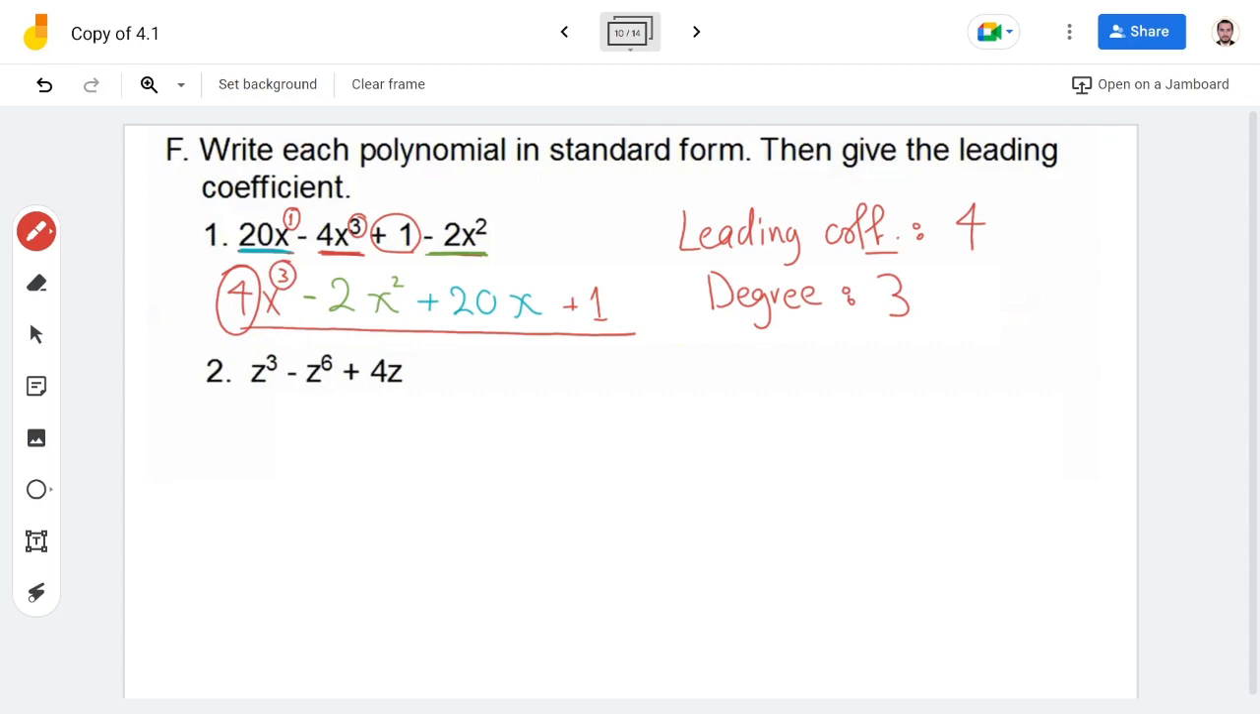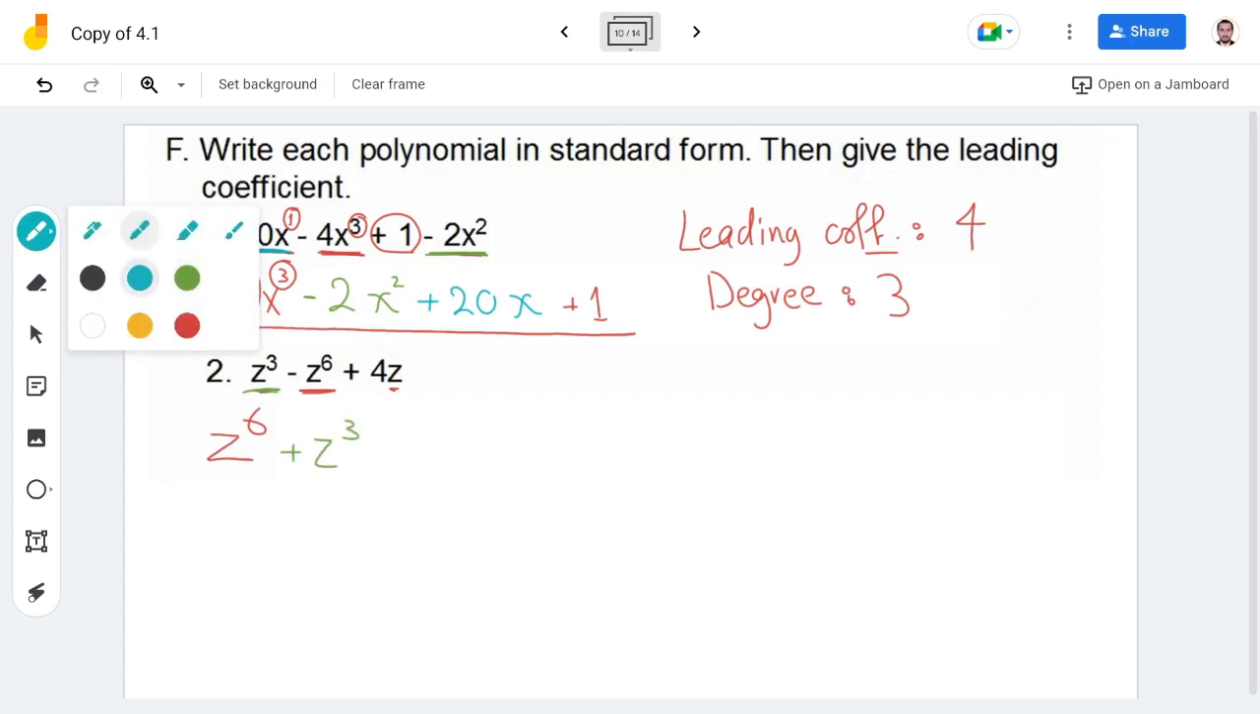Now let's look at this one. As you can see here, we have z to the power of 6, z to the power of 3, z to the power of 1. Now to reorder this one: z to the power of 6, then we have z, plus z to the power of 3, then we have plus 4z.